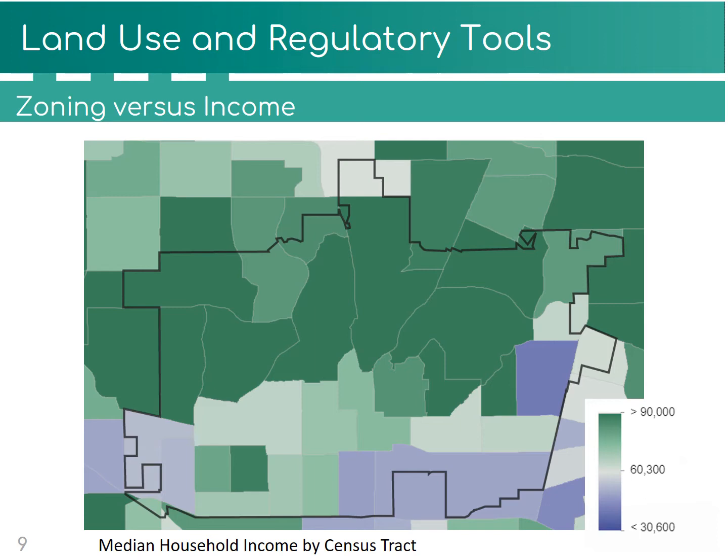This slide shows a comparison of the city's zoning map to household median income by census tract. The darker the green, the higher the median income. Generally, the census tracts with the higher median incomes are associated with larger lot single-family zoning and amenitized planned residential developments, while the lighter green to blue areas are associated with small lot single-family zoning or two- and multifamily zoned properties.